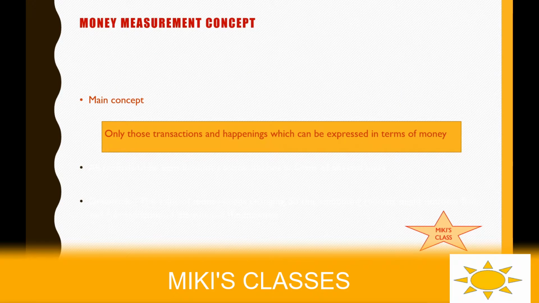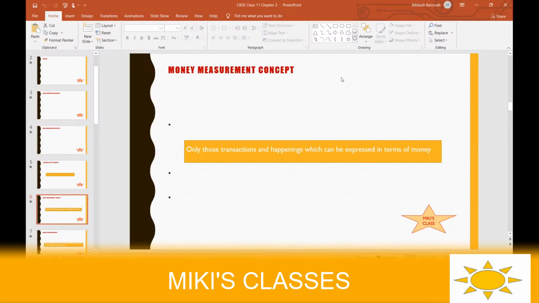Okay, now let's move on. The next point is that all records are to be kept in money terms and not in terms of physical units. So what does this mean? Let us go back to the drawing board and check.